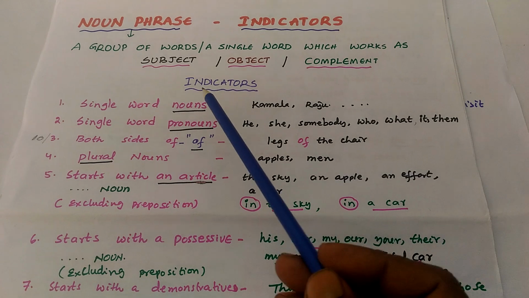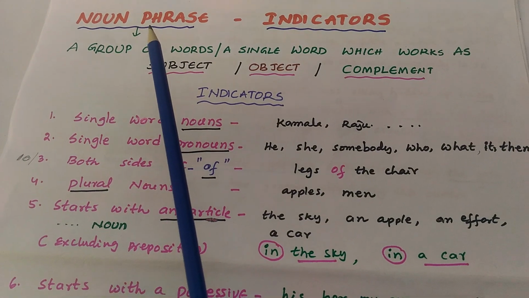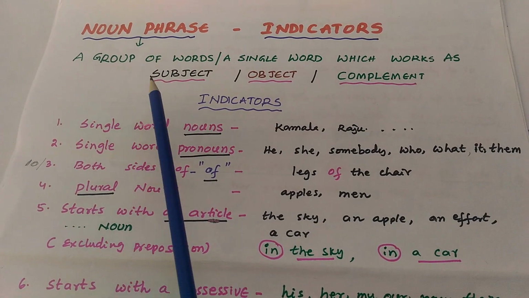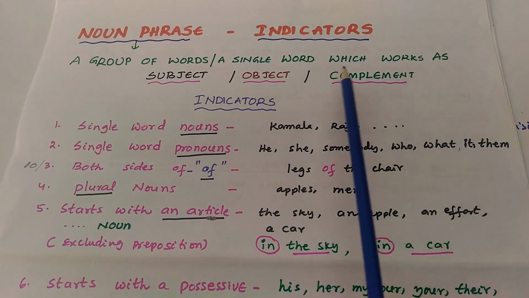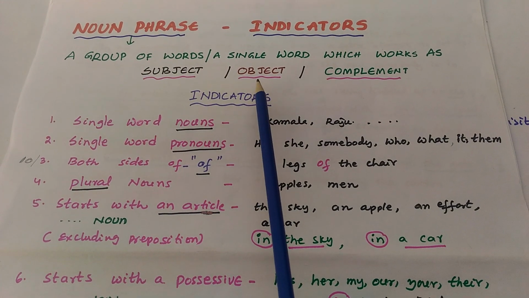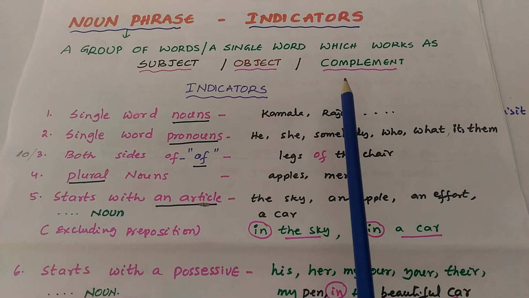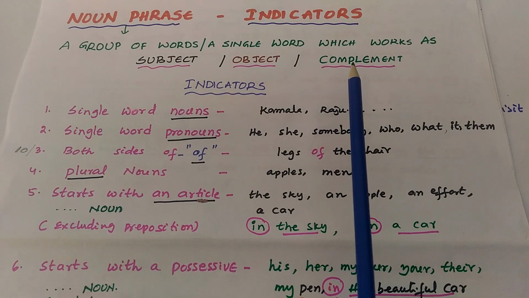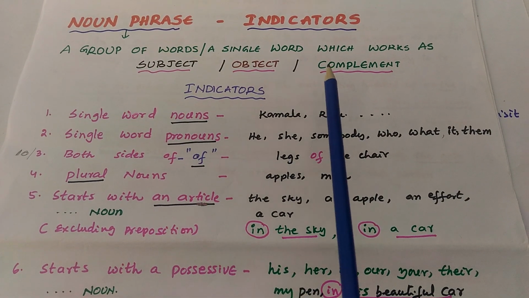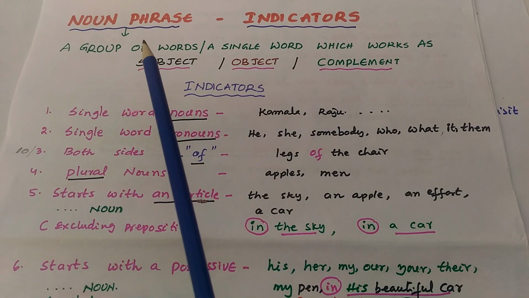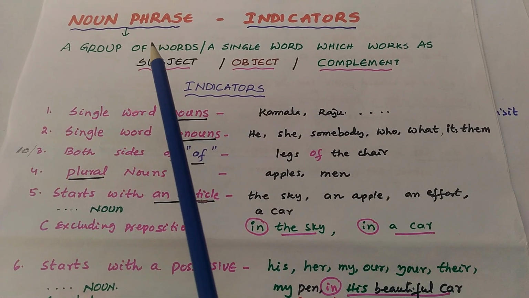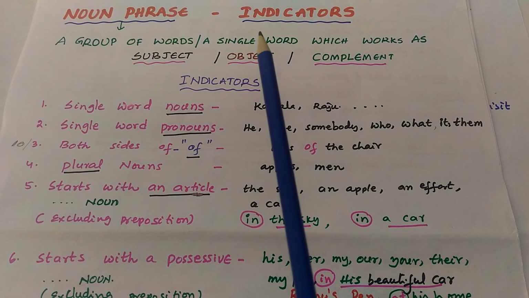Well, here the noun phrase means a group of words or a single word which works as subject, object, and complement. So, a group of words or a single word which works as a subject or object or a complement is called a noun phrase. Then, how can we identify the noun phrase?